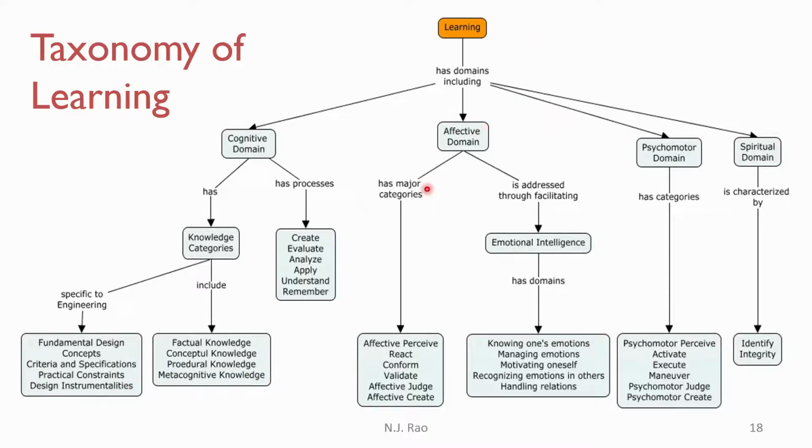Coming to the affective domain, it has major categories where we included all the 6 as given by Pierce and Gray, and is addressed through facilitating emotional intelligence, which consists of these 5, from knowing one's own emotions to handling relations. And the psychomotor domain has categories, again as given by Gray and Pierce, these 6 levels.